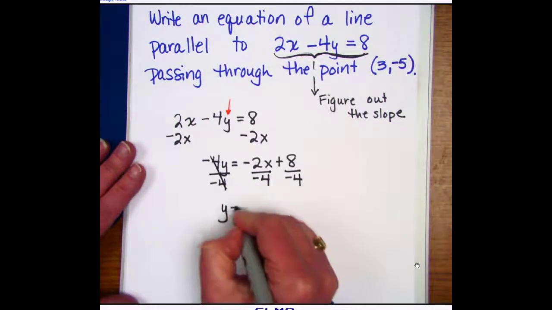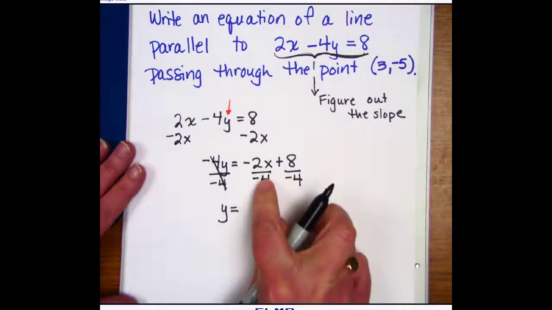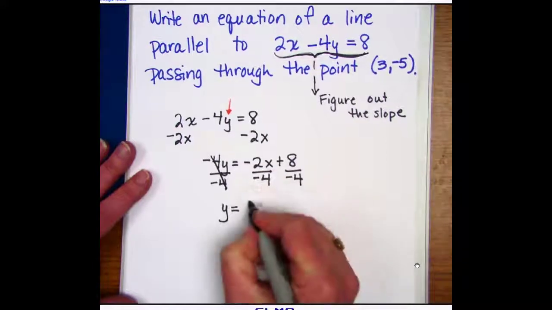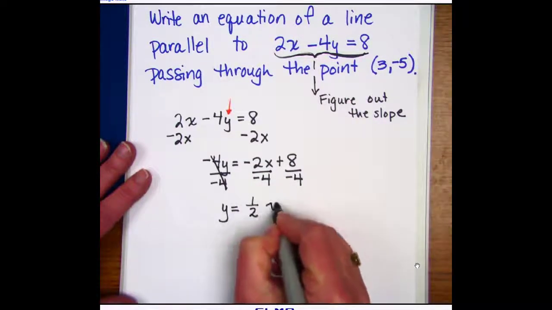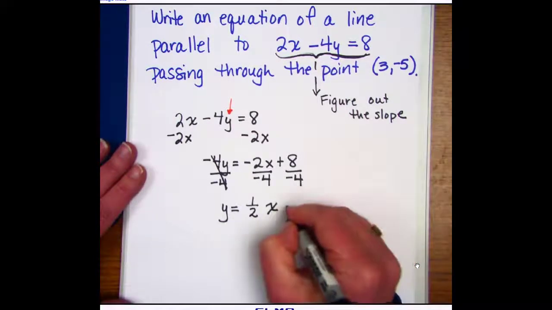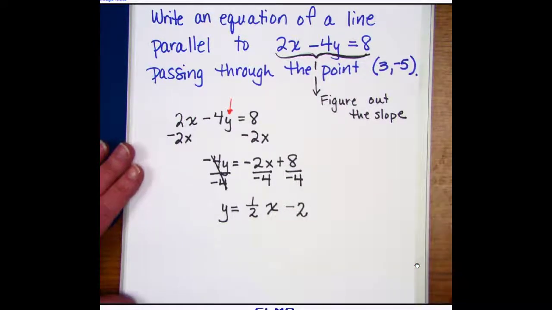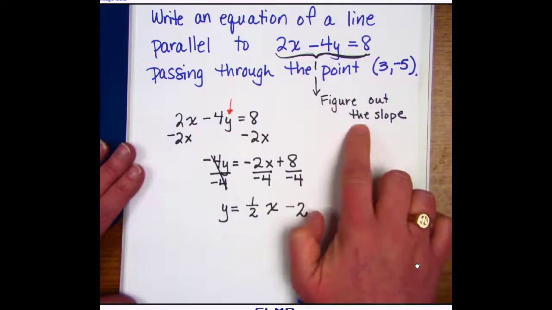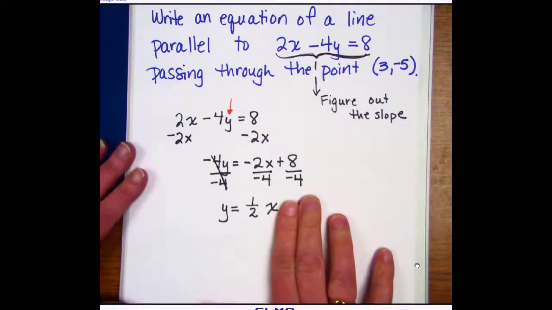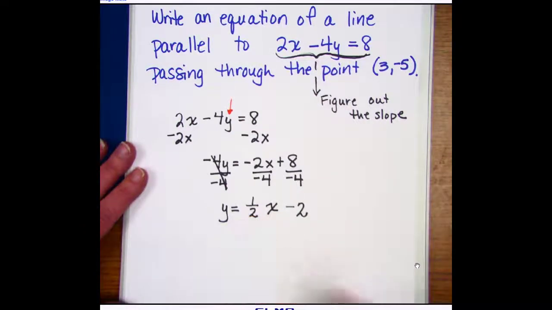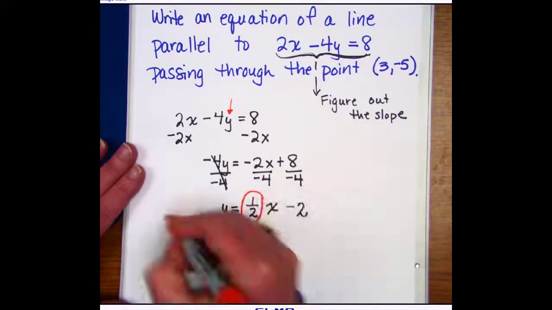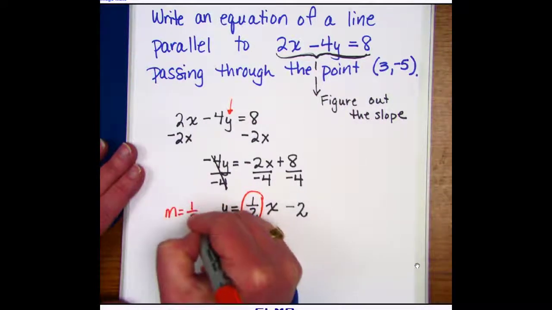-4/-4 goes to 1, and I'm left with 1y. -2/-4, a negative over negative becomes positive, and 2/4 becomes 1/2 with the x. And then 8 divided by negative 4 would be negative 2. Now, I said I'm only using this line to figure out the slope. So if you get this number wrong, it will not matter. We only care about the slope, so we hopefully will not get that wrong. Our slope of this line is 1/2.